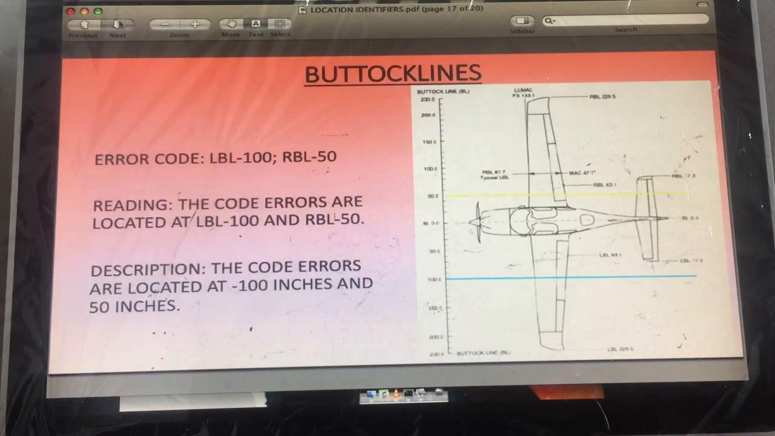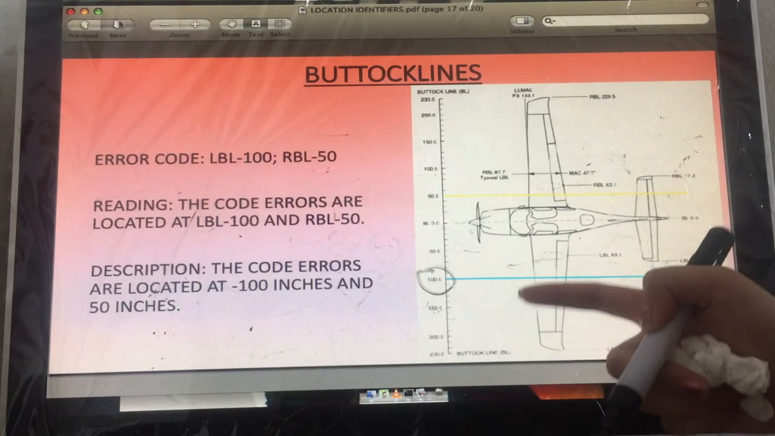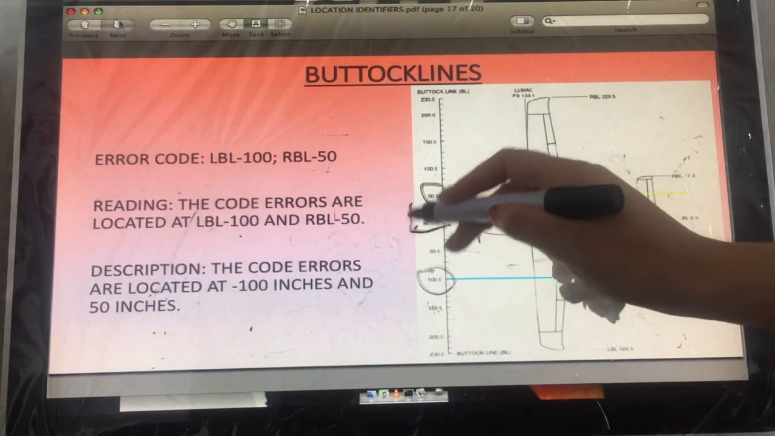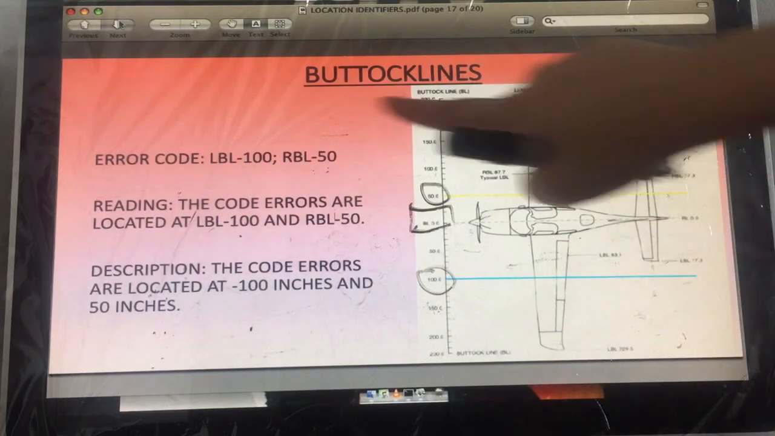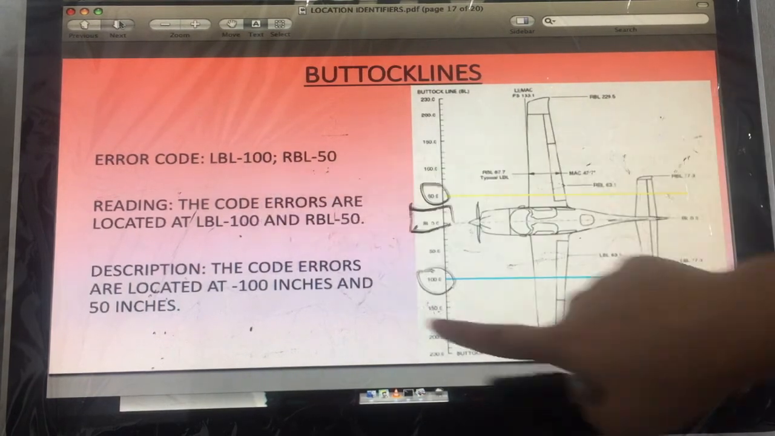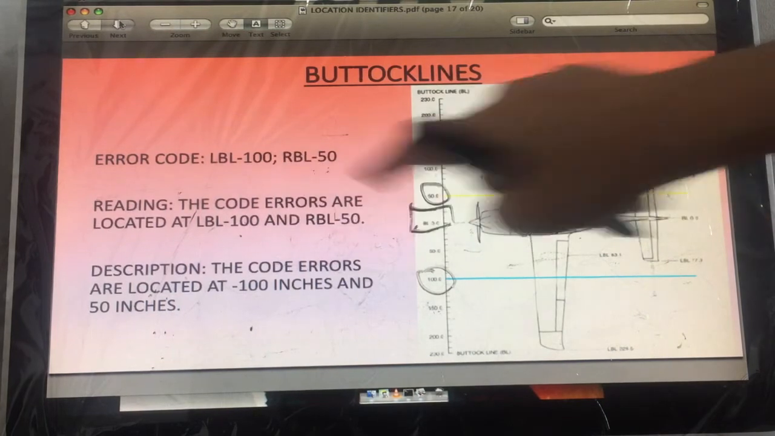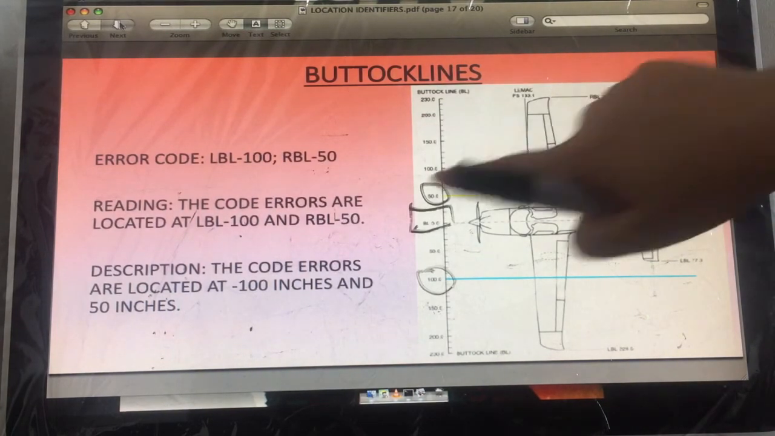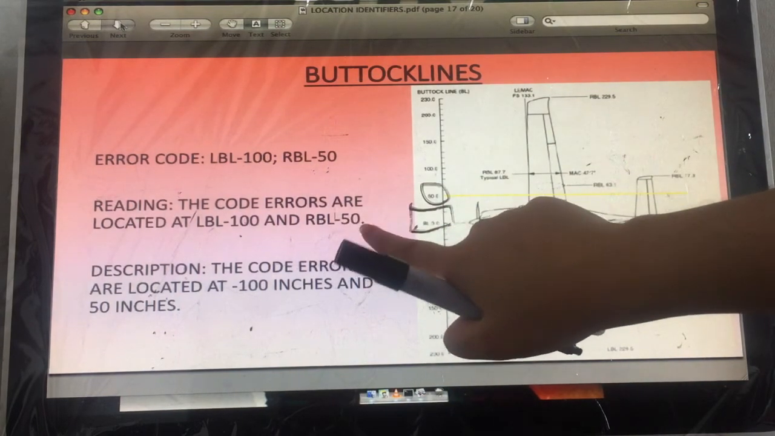Okay. For example, we have two errors here. We have 100 at the left buttock line and 50 at the right buttock line. This is your 0. So, unahin pa rin ang LBL kahit na malaki yung value niya compared sa RBL. So, LBL-100, semicolon, RBL-50 for the error code. For the reading, ulitin nyo lang, the code errors are located at LBL-100 and RBL-50.